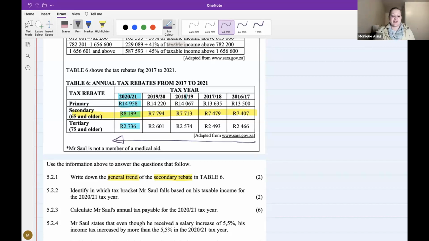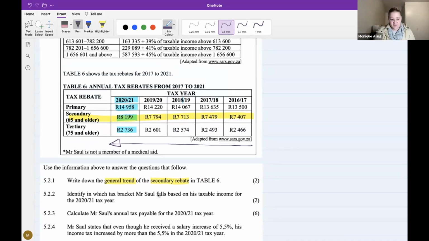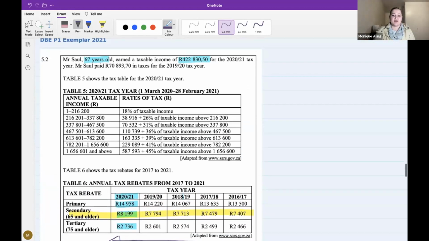Okay, the next question. Identify in which tax bracket Mr. Saul falls based on his taxable income for the 2020-2021 tax year. Okay, so I'm going to just go back up to the top. Looking at his taxable income, which tax bracket does he fall into? Perfect. All identified the correct one. Tax bracket 3.